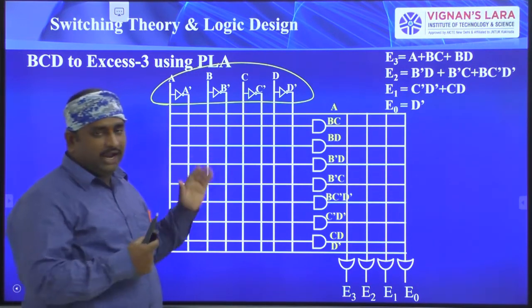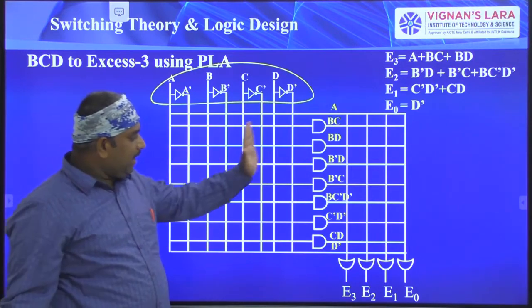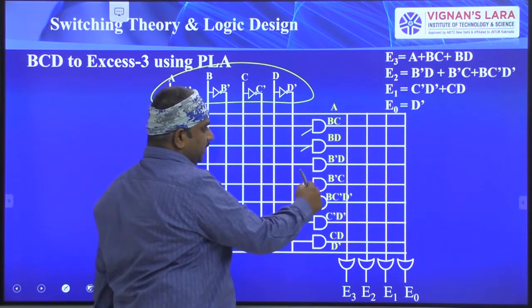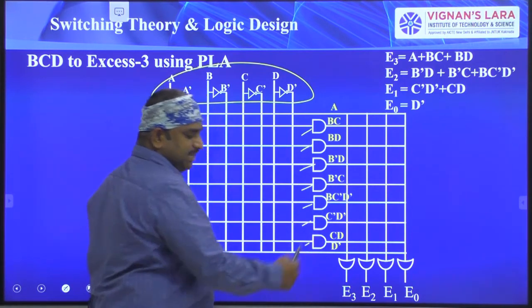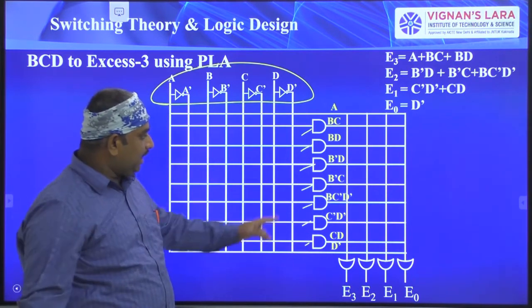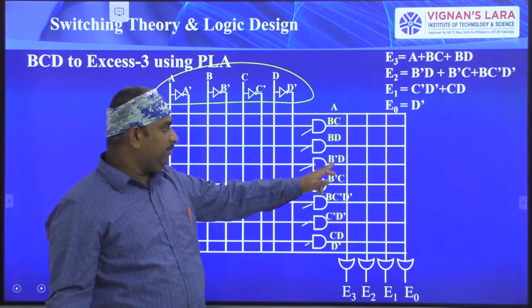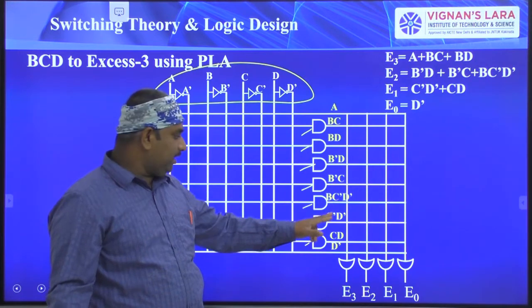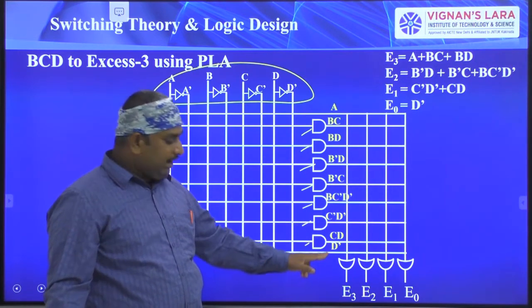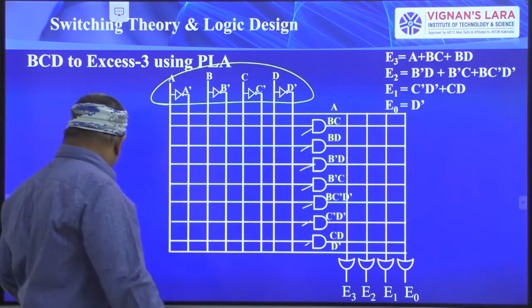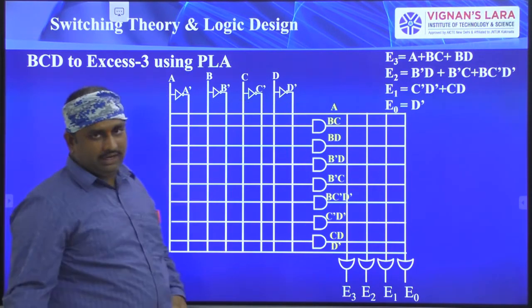Right. From these 8 input lines, I have taken a total of 7 AND gates. The first one, second, third, fourth, fifth, sixth, 7. Total 7 AND gates I have taken, and I have represented each gate with its combination: BC, BD, B bar D, B bar C, B C bar D, C bar D, and CD. And the last one is D bar, and the first one is A. This is the total information we have to take.